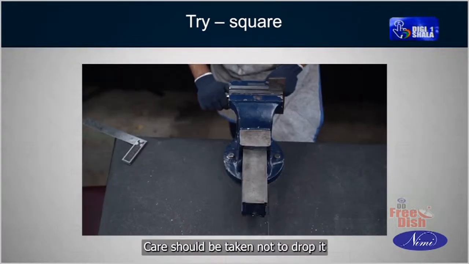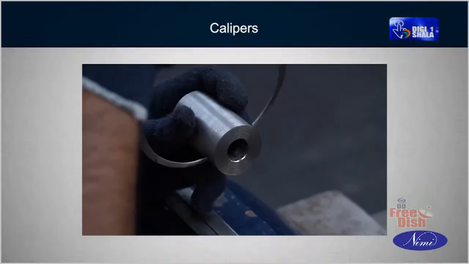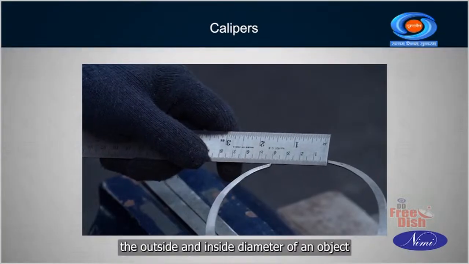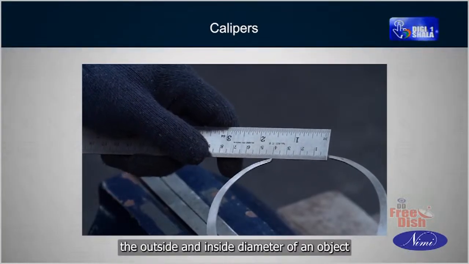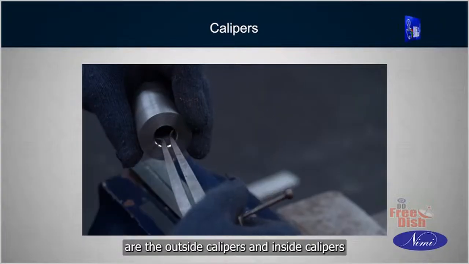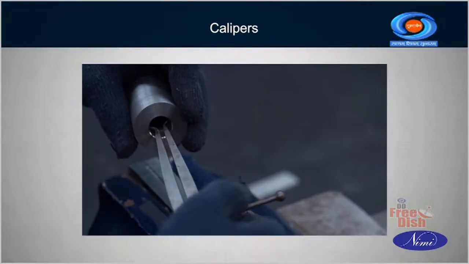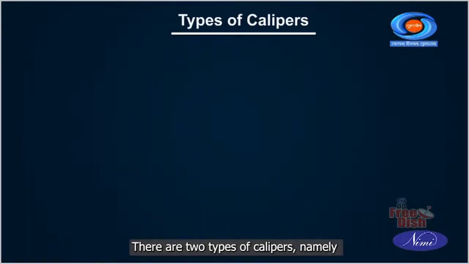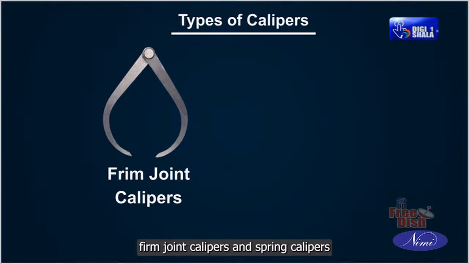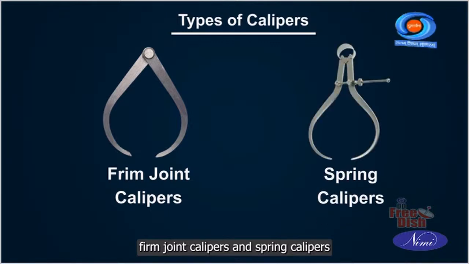Care should be taken not to drop it. The most common devices used for measuring the outside and inside diameter of an object are the outside calipers and inside calipers. There are two types of calipers, namely firm joint calipers and spring calipers.